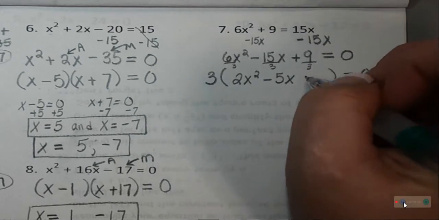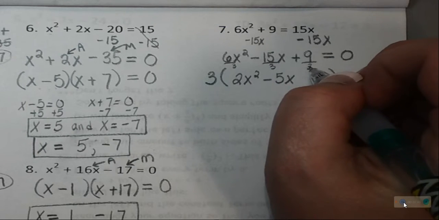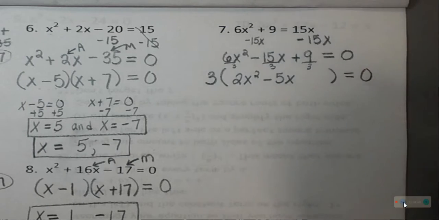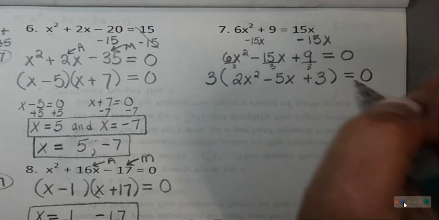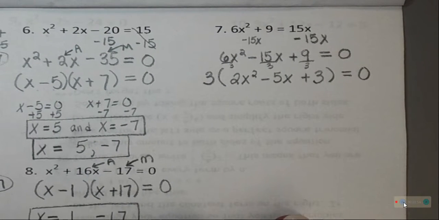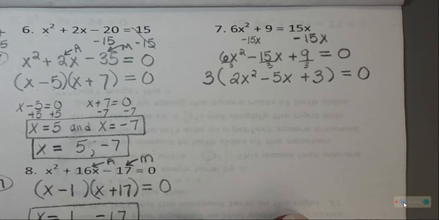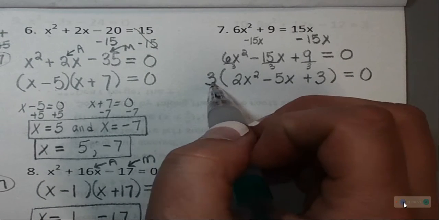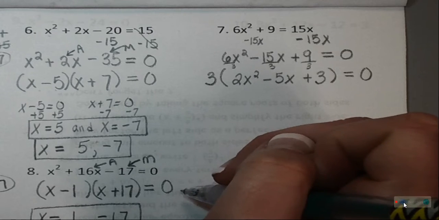Negative 5x. You're right. What's negative 3? Positive 9 divided by 3? Positive 3. Now, I'm not done, because I'm not done until I get x equals a number. What am I going to do with this 3 every step of the way? I just bring it down.